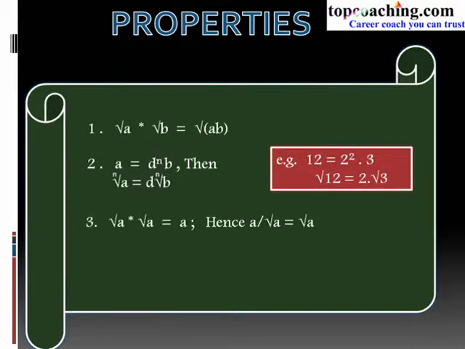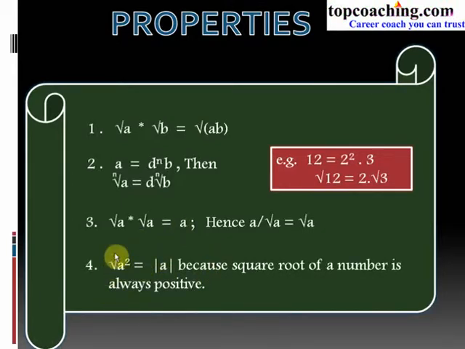So a when divided by under root of a would be equal to root a. The fourth property is under root of a square would always be equal to modulus of a, because the square root of a number is always positive. As we know that the square root of a number is always positive, so we take the under root of a square as equal to modulus of a.